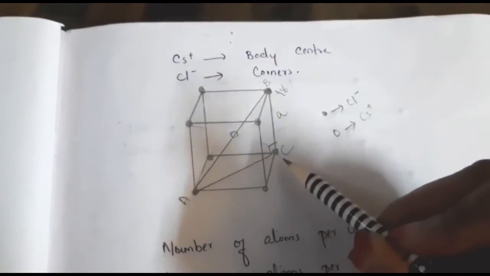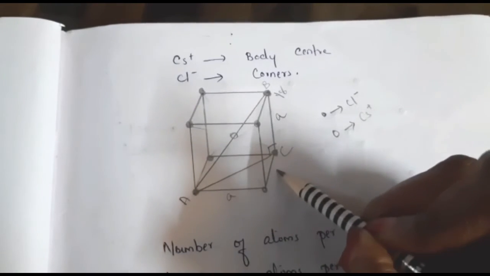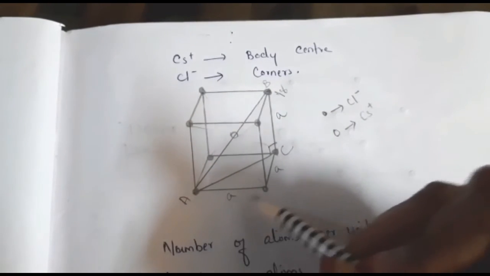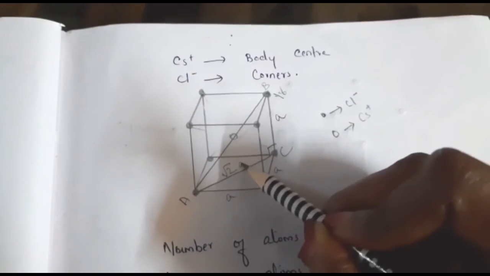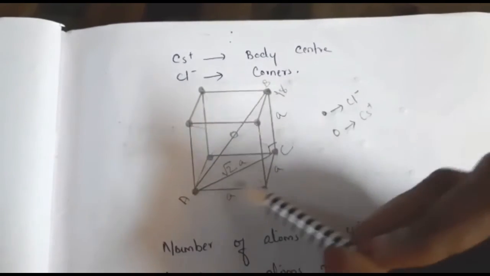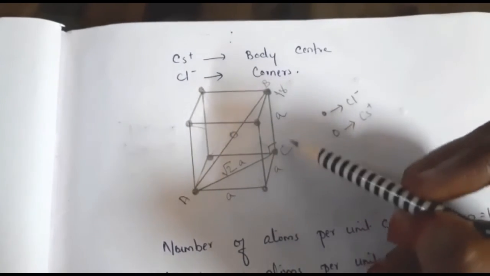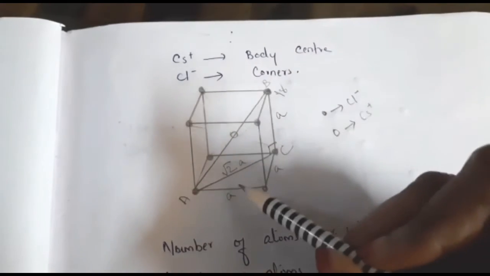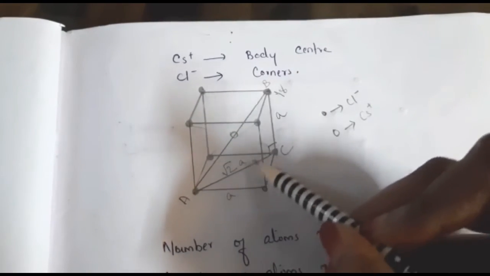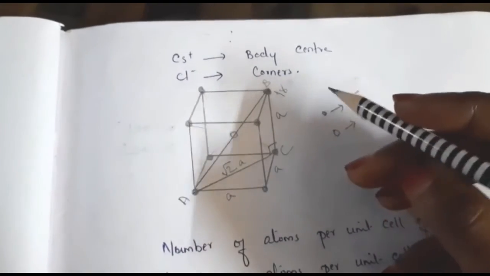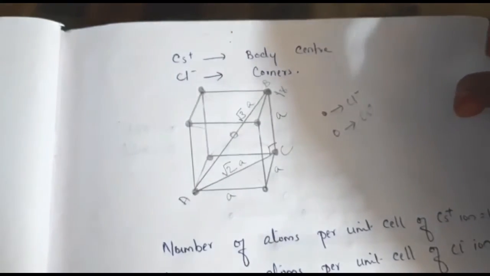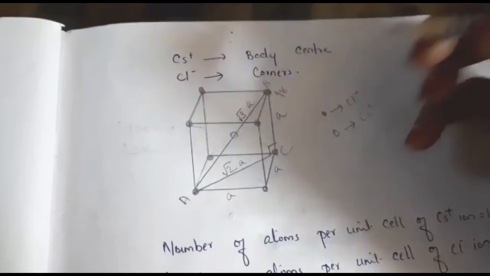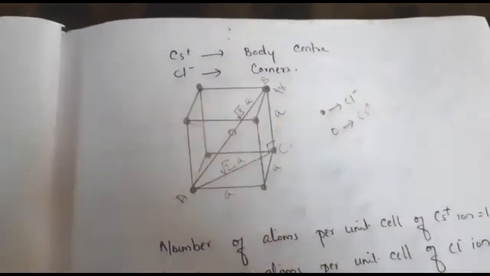So how can we find this AC? For that we know here it is a, here it is a. So root of a square plus a square is AC. So root 2a is the face diagonal. If we know this AC and if we know BC, we can find out AB. So root 2a the whole square plus a square, that means root 3a square, or root 3a. Root 3a is the body diagonal of the cube. So this is the body diagonal.